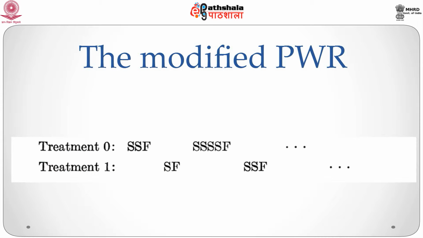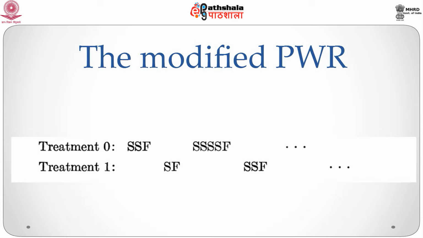Zelen also presents a modification of the PWR termed the modified PWR or the MPWR. This is applicable to the case when the result of the treatment is known immediately. So consider a case where we have treatment 0 and treatment 1. The first patient is allocated to treatment 0, and in this case we observe a success, and hence we also allocate the second patient to treatment 0. This is also a success, and hence we allocate the third patient to treatment 0.